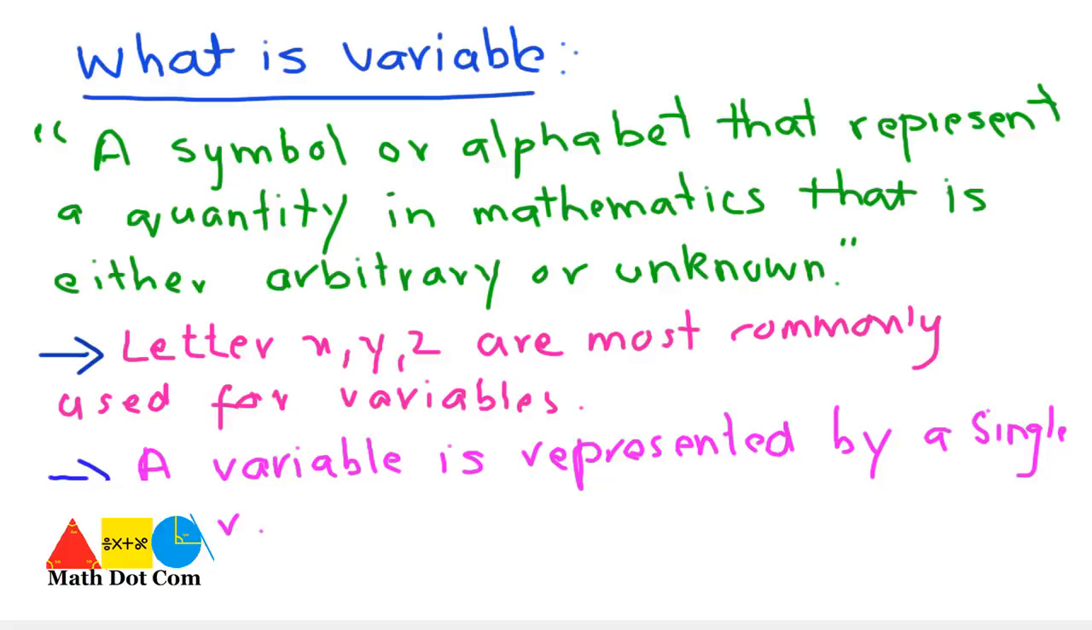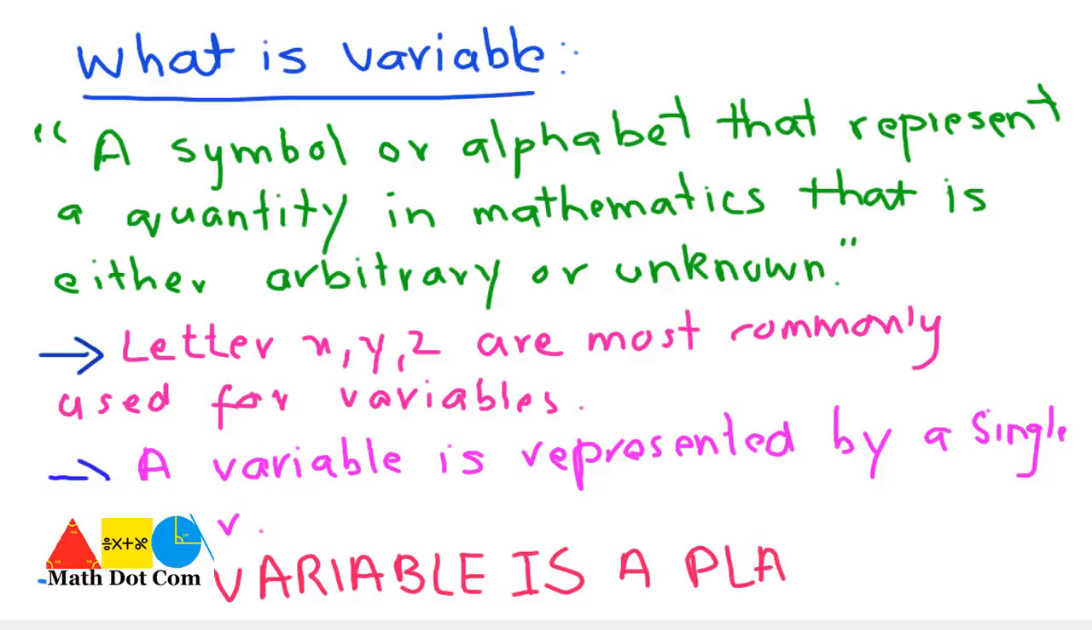Okay. And another thing is, alternatively, we can also say that a variable is a placeholder. That means it is holding a value for the time being, for a short period. It is holding a certain value in it. But currently the value is unknown or arbitrary or not fixed. So these are the few facts about the variable that you have to keep in your mind whenever you are going to solve a certain algebraic expression in algebra.